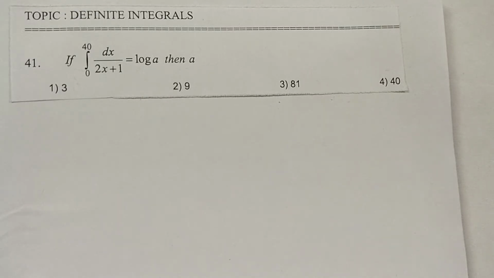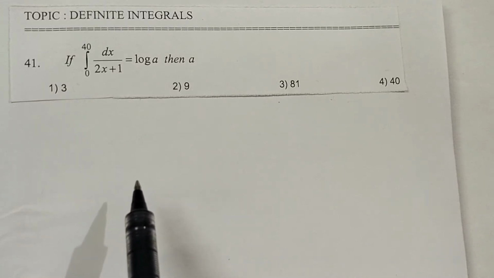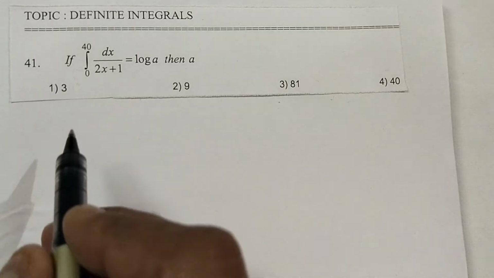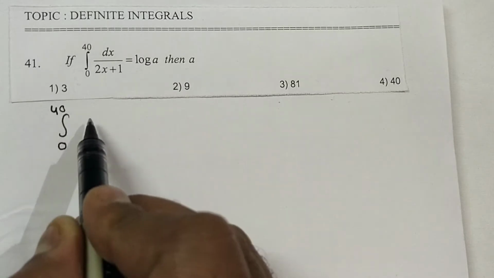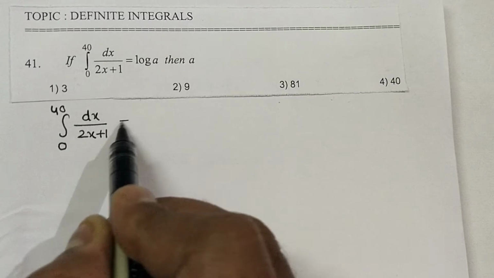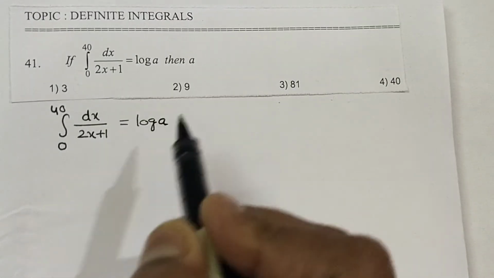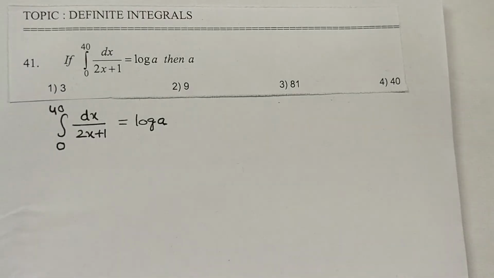The first question: if the integral from 0 to 40 of dx by 2x plus 1 equals log a, then a equals to, see here, integral 0 to 40 dx by 2x plus 1 equal to log a. See, by observing, the derivative of 2x plus 1 is 2, which is not there in the numerator.